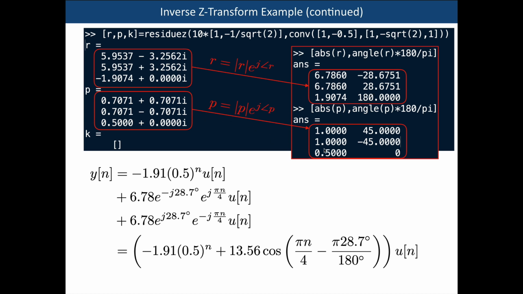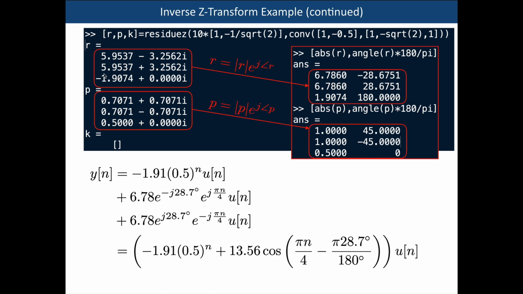I did the same thing with the poles. You can see that the poles have magnitude 1, so they're on the unit circle, and one is at positive 45 degrees, one is at negative 45 degrees, that's pi over 4 radians. And so we can take these numbers and just write down the inverse Z transform. We can write down the answer.